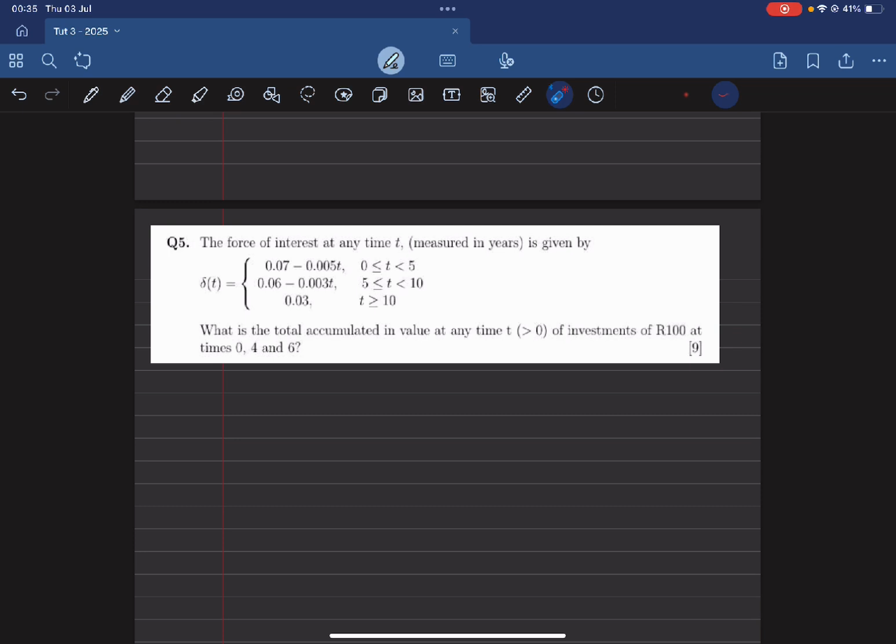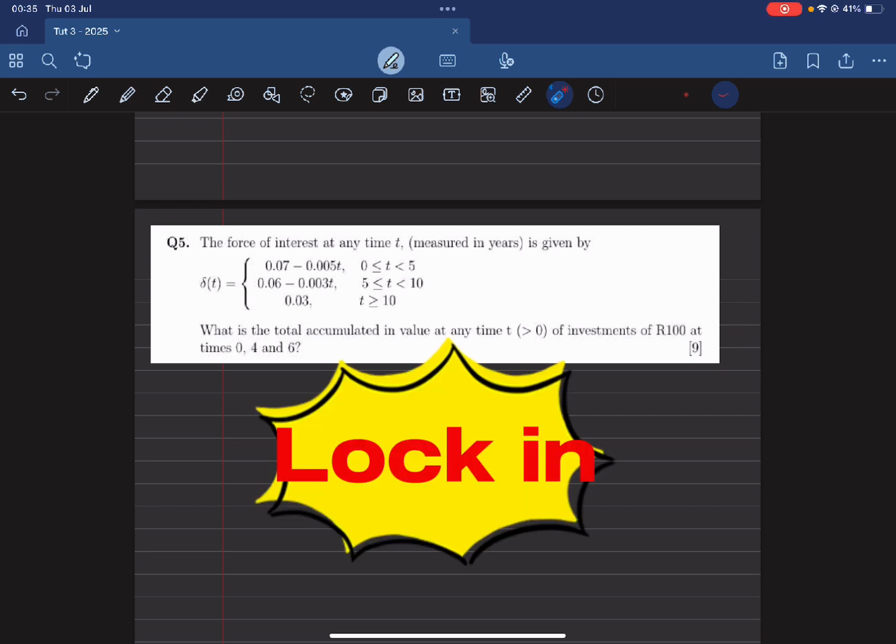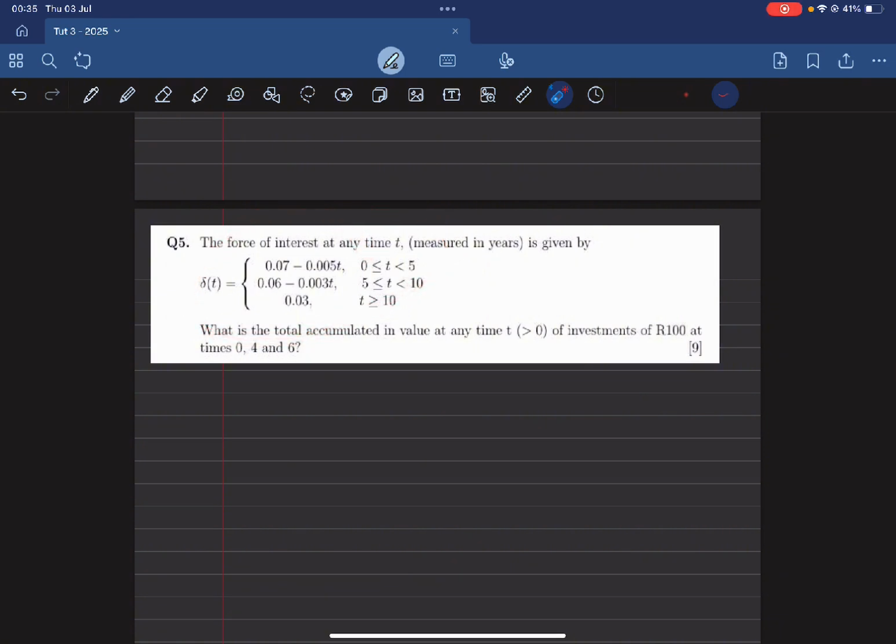Okay, finally we're going to have a look at question 5. And this one's quite a long one, so lock in. So question 5, again, we're given a force of interest. And it says, what is the total accumulated value at any time of investments of 100 Rand at time 0, 4, and 6? So we're investing 100 Rand at those times, and we want the accumulated value at any time. So this is a very classic exam question, so pay attention.